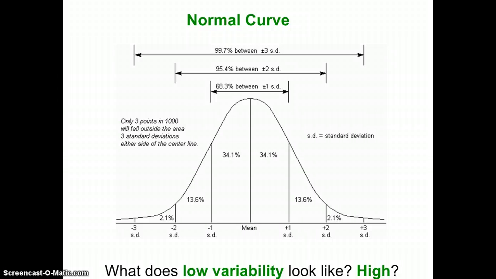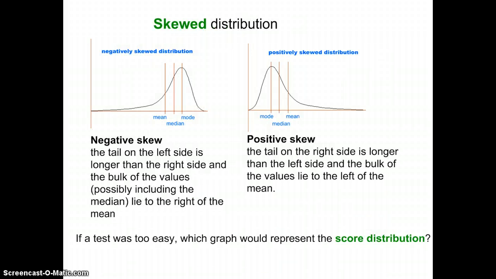On the next slide, you see two types of skewed distributions. Students often confuse the negative and positive skews. The negative skew, shown on the left, means that the tail on the left is longer than on the right, so most values are clumped together here on the right.